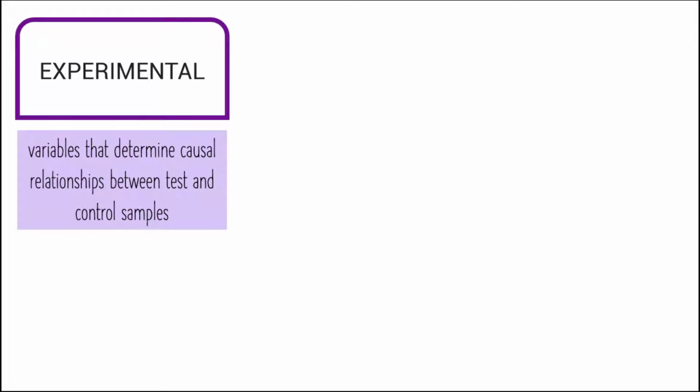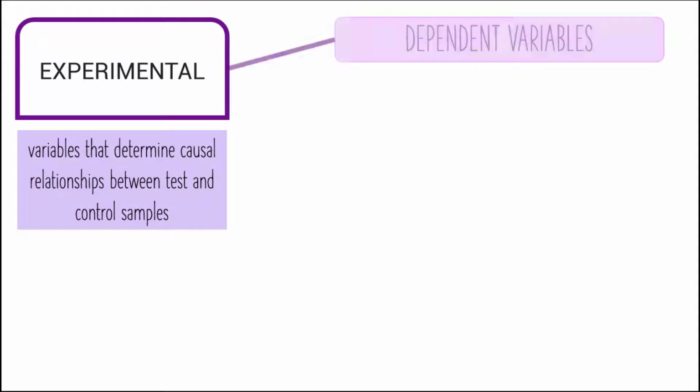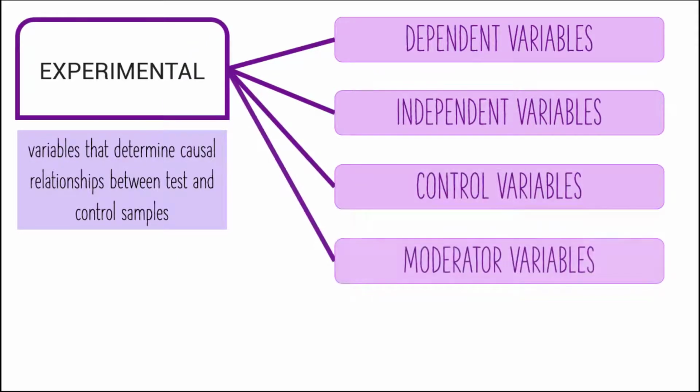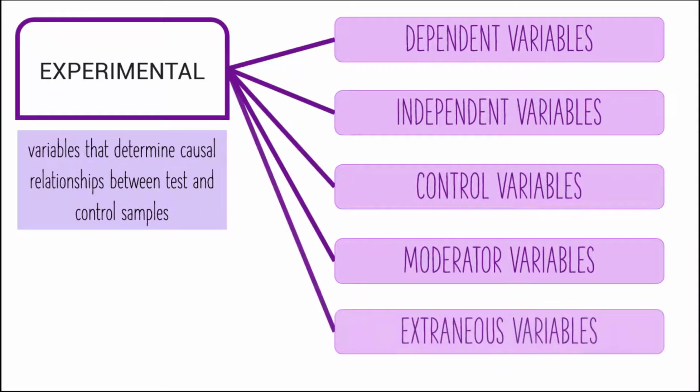Now let's go to the third type. The third type of variable is experimental. These are variables that determine causal relationships between test and control samples. It is divided into 5, namely dependent variables, independent variables, control variables, moderator variables, and extraneous variables.